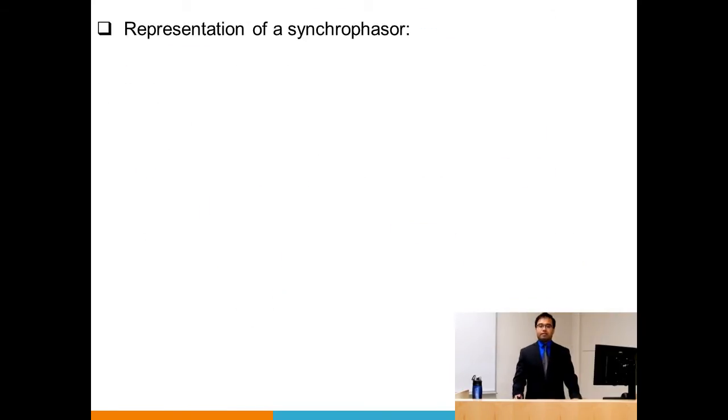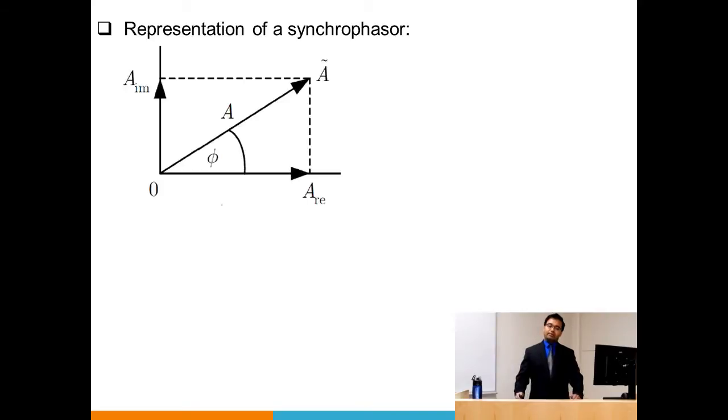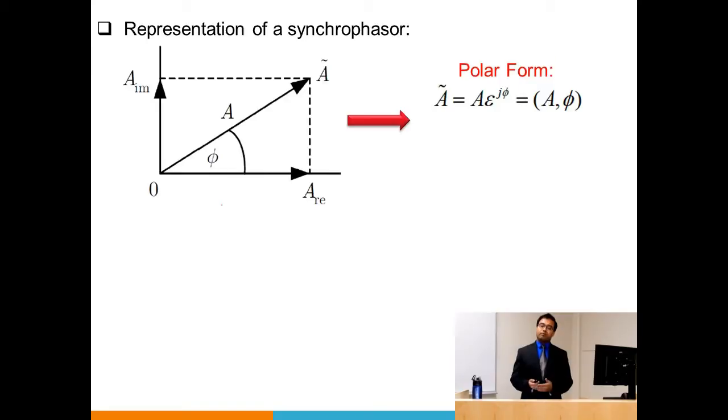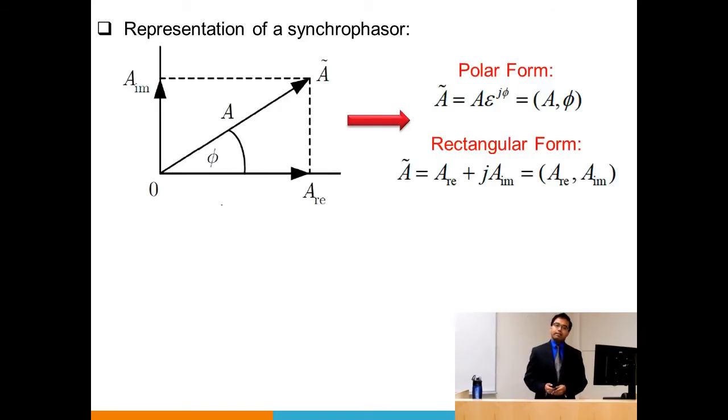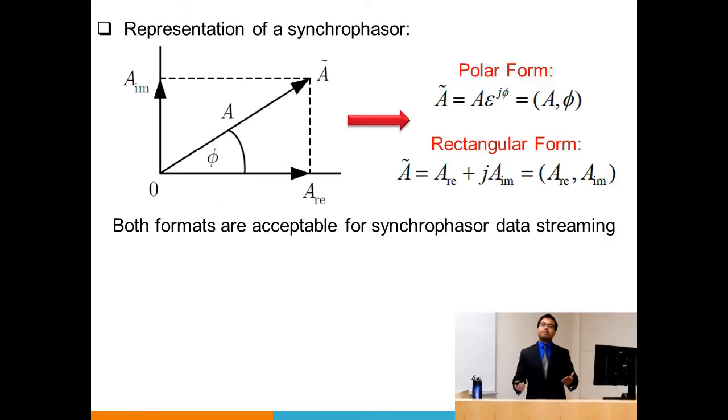Now let's look at the representation of a synchrophasor. As we mentioned, the synchrophasor is A at an angle phi, which means it can be written in two different formats. One is the polar form, like I mentioned, A at an angle phi. The other one is the rectangular form, which is A real plus j times A imaginary. Both these formats are acceptable for Synchrophasor data streaming.